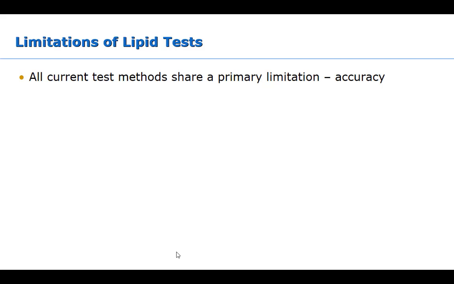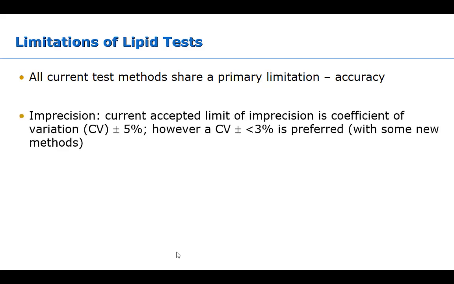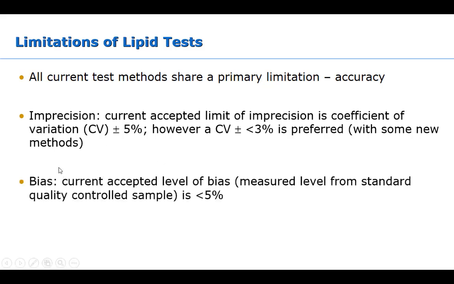Now, lipid tests. A very interesting thing about lipid tests is that they have a lot of limitations. All right. So all current test methods share a primary limitation, which is lack of accuracy. Also, there is lack of precision, or imprecision. The current accepted limit of imprecision is a coefficient of variation of 5%. If it is more than this, then you will not accept the results. Ideal is less than 3. Okay. Now, what this means, I will explain to you later, about the gold standard techniques and the commonly used techniques that are offered by the labs. Also, there is bias. The current accepted level of bias is less than 5%.